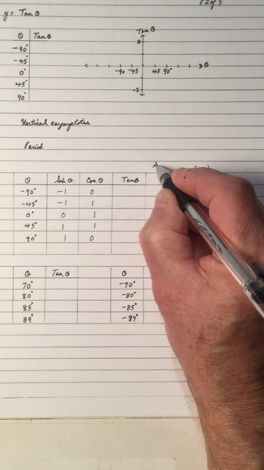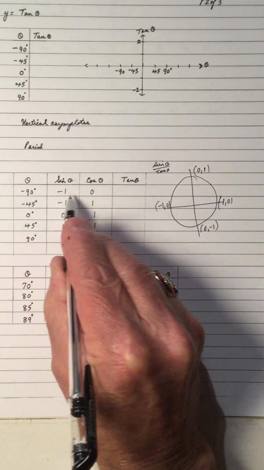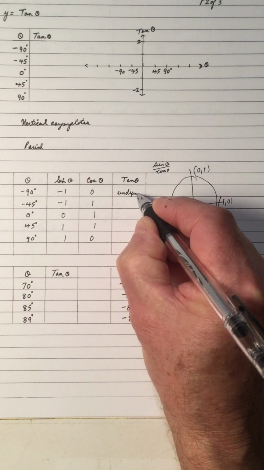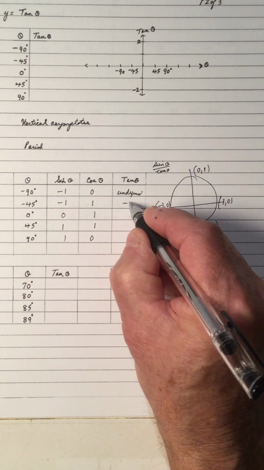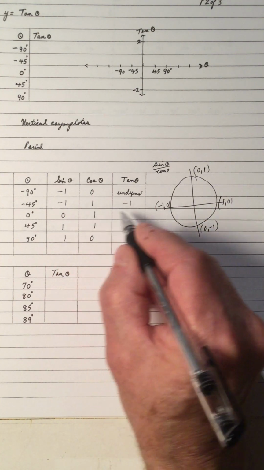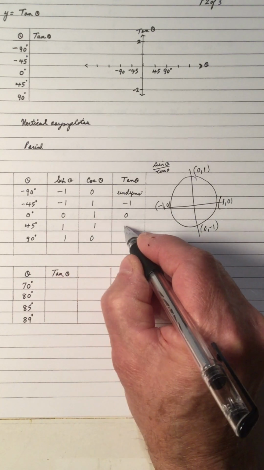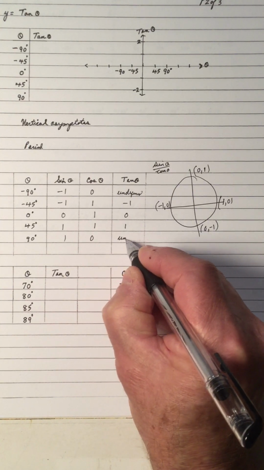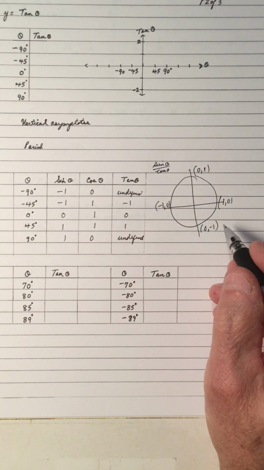Now tan is the sine divided by the cosine. So sine divided by cosine, division by 0, that makes tan undefined. And negative 1 divided by 1 is negative 1. 0 divided by 1 is 0. And 1 divided by 1 is 1. And 1 divided by 0, division by 0, is undefined. So let's look at the chart.